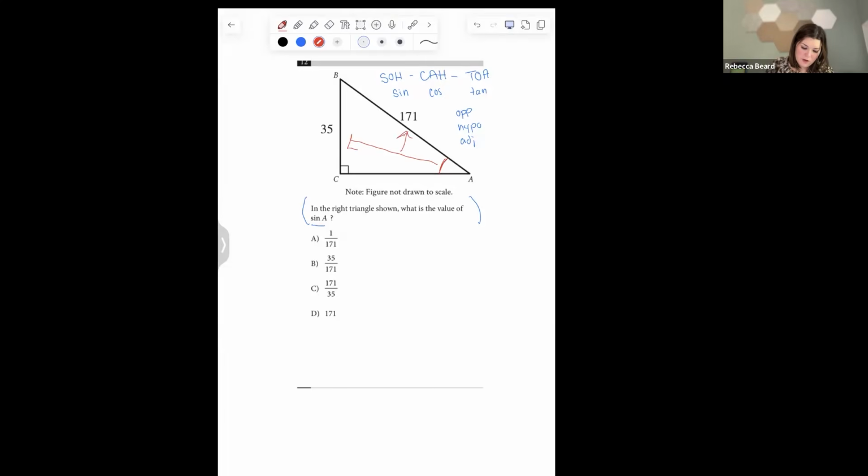So the answer for this one is going to be 35 over 171. You do not have to simplify, even if this is a fill in the blank on the SAT. This is still how you enter it in. It seems very easy, but a lot of students miss this on the SAT.